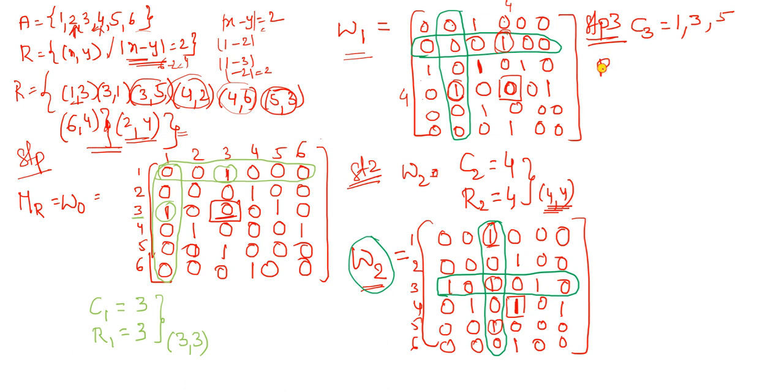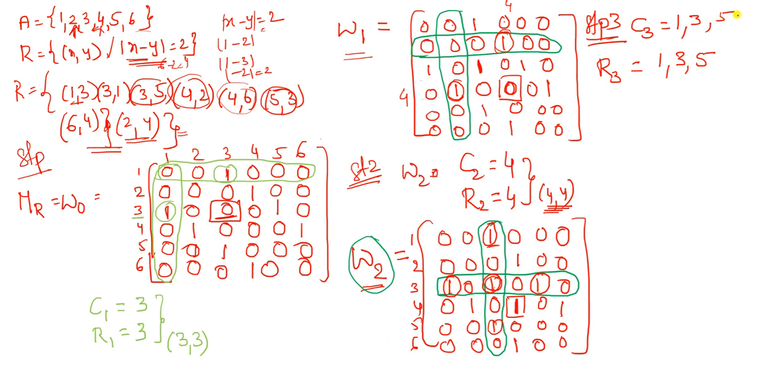Okay. And row 3, where are the one values? Here we have the one value, here we have the one value and here we have the one value. So this position is 1 and this position is 3 and this position is 5. Okay. So here what do we get? 1, 3, 5. So in row 3 also, this position is first position, this position is third position and this position is fifth position.